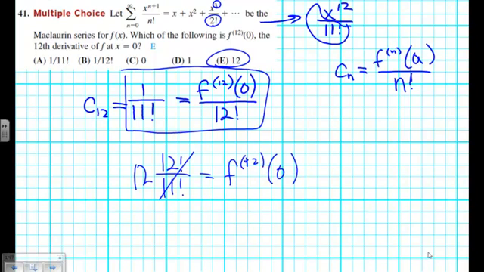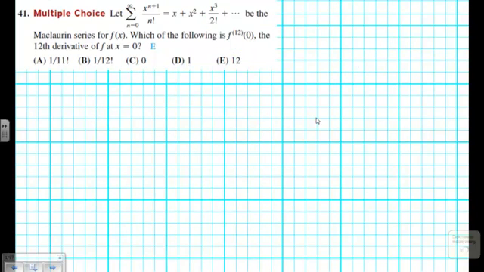Let's see. What do I want to keep and what do I want to throw away? I'll throw it all away for a second. All right.